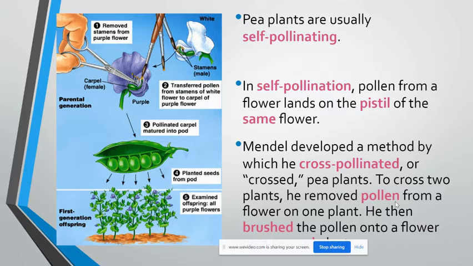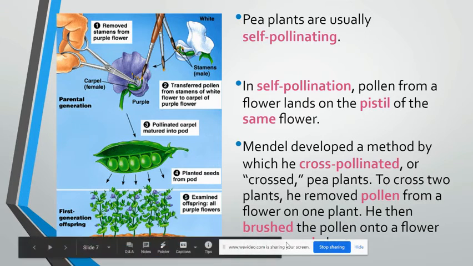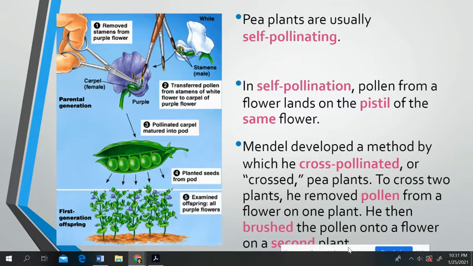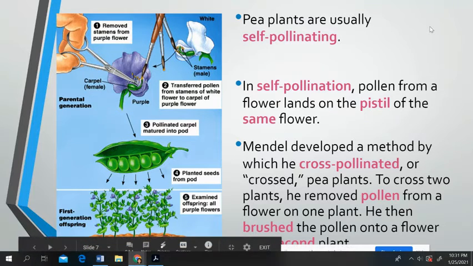So, what Mendel did through his experiments is he developed a method by which he cross pollinated, or crossed, pea plants. He removed pollen from the flower on one plant and then he brushed that pollen onto a flower of a second plant. So, instead of it all being on the same plant, he mixed two plants.